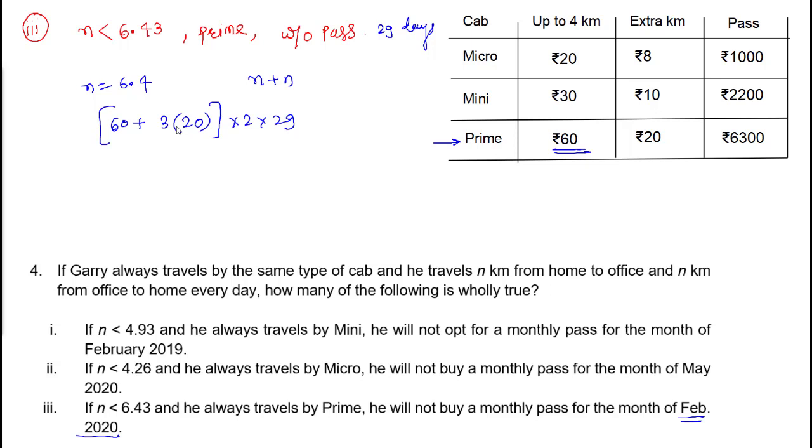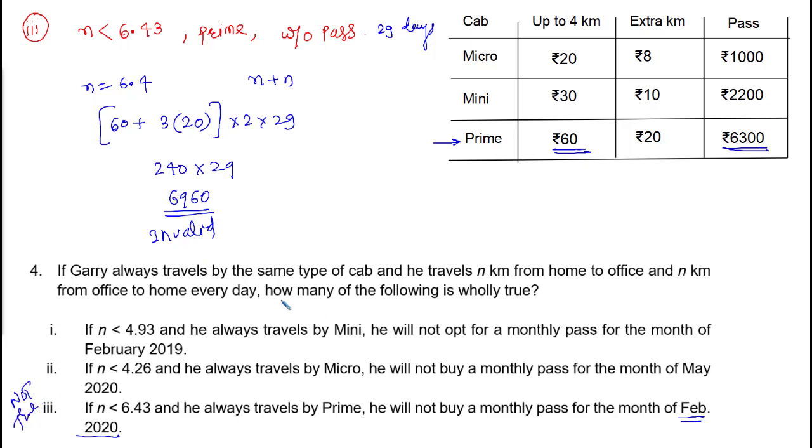So this multiplication is going to be how much? Let's have a look at it. 60 plus 60 is 120. 120 into 2 is 240, into 29. So 240 into 29 is going to be 6960. So if I decide to go without pass, I need to pay 6960 rupees, but the pass costs only 6300 rupees. So in the third statement also I will definitely opt for the pass. So the third statement is also invalid, which means the third statement is also not true.